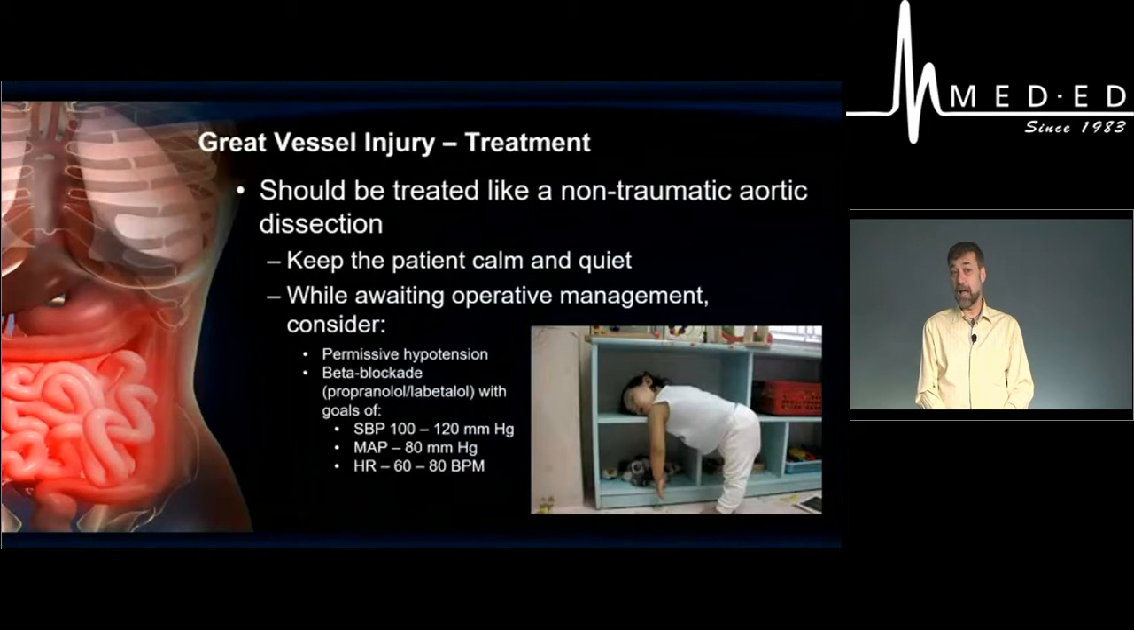Now, if the patient's not hypotensive, then we would consider a beta blockade, much like you would for any dissection. So, propranolol or labetalol may be used, but you want to titrate that drug to a systolic of 100 to 120, a MAP of 80, and a heart rate of 60 to 80. But again, that's rarely needed. You don't usually need the beta blockade here because typically your patients are hypotensive from the traumatic injury, so we'll just use permissive hypotension.